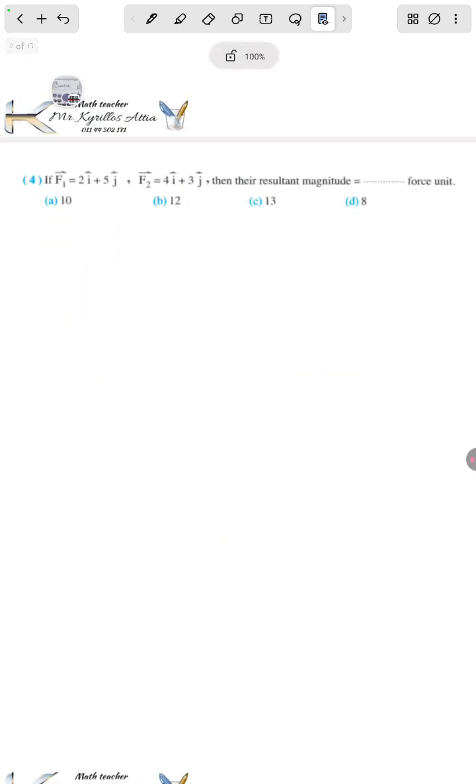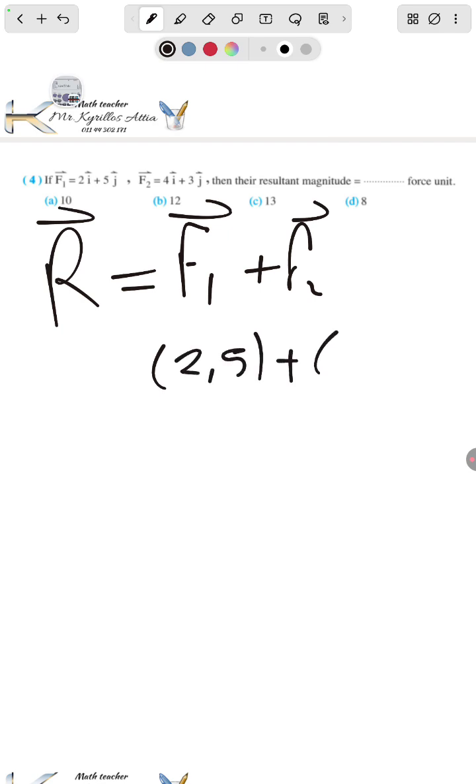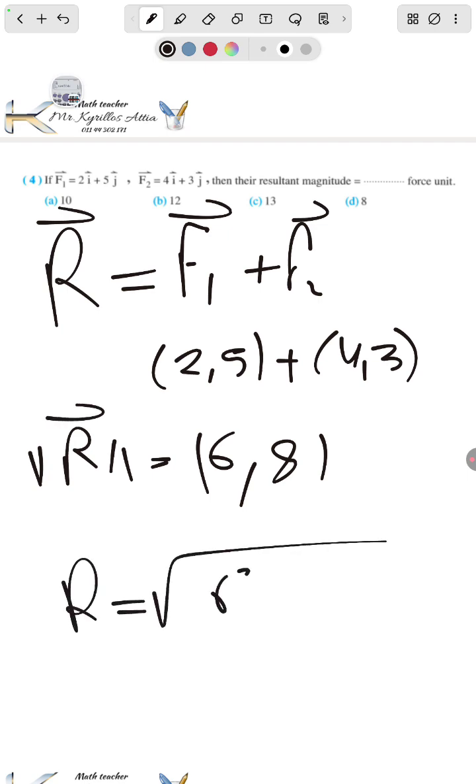Number 4. F1 equals 2i plus 5j, and F2 equals 4i plus 3j. Find the resultant. The resultant equals F1 vector plus F2 vector. F1 is 2 and 5, and F2 is 4 and 3. By adding, 2 plus 4 equals 6, and 5 plus 3 equals 8, so it is 6 and 8. We need the norm of the resultant: R equals root of 6 power 2 plus 8 power 2, which equals 10.